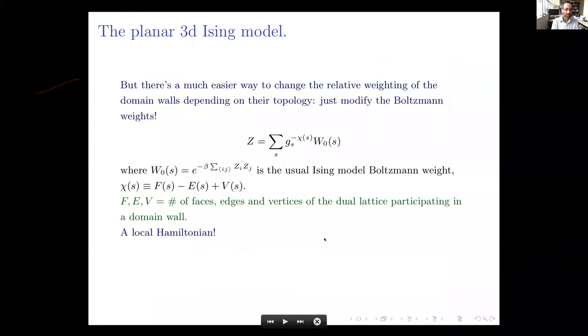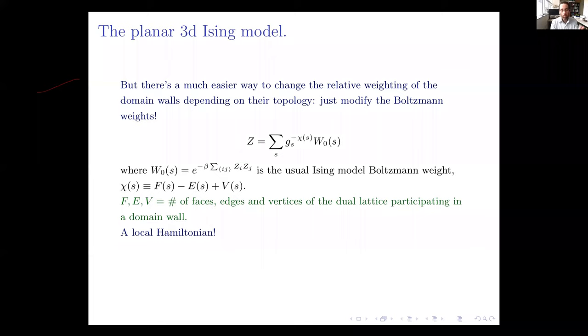We can do something very simple, which is just explicitly change the weight in the sum. That is, when we look at a configuration of spins on the lattice, the weight with which it contributes is the usual Boltzmann factor for the Ising model, times a factor of g_string to some power of the Euler character, defined as the number of faces minus the number of edges plus the number of vertices that participate in the domain wall, the configuration of domain walls defined by that spin configuration.